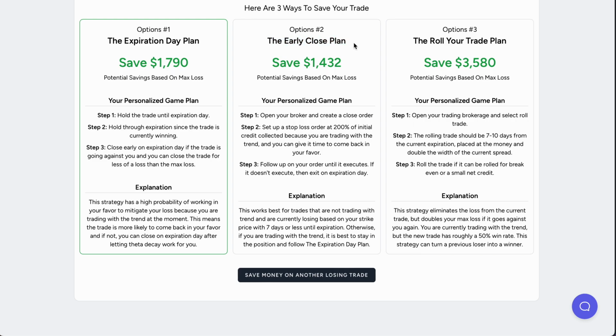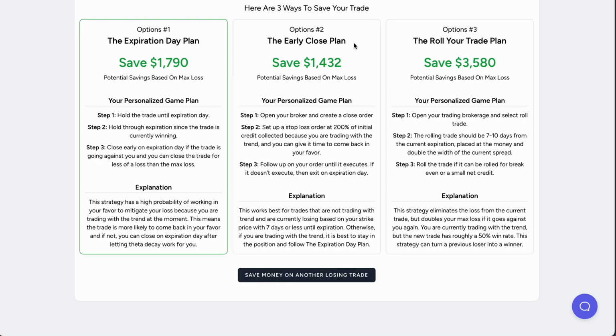So this is if you are trading an option or a credit spread that has more than 7 days until expiration, and the trade has gone against your strike price, gone below your strike price, and you're no longer trading with the trend, which means that it's most likely going to continue down. So if those sets of criteria are met, then you just want to close the trade out. You're going to open your broker, go to the order, and close that trade out.